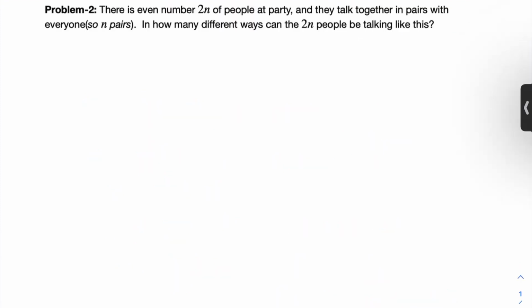Next, problem 2. There is an even number, 2n, of people at a party and they talk together in pairs, with everyone. So, in pairs, in how many different ways can the 2n people be talking like this? Here a pair means a group of two people, right? So we are simply asking how many ways we can divide these 2n people into n groups of size 2, 2, 2, and so on, each group of size 2. And these groups are going to be unlabeled, right?